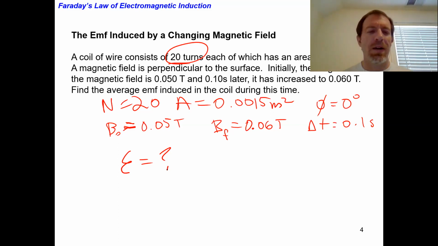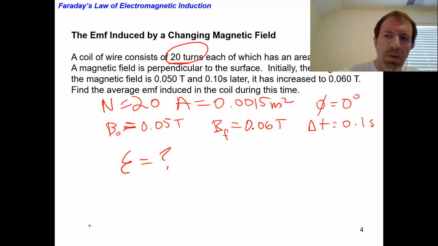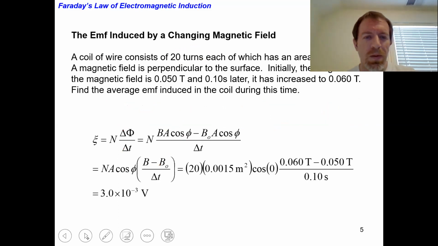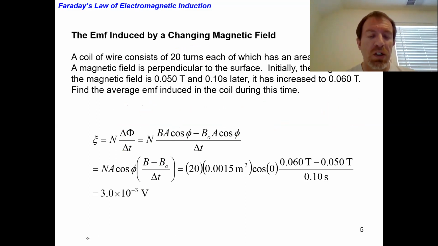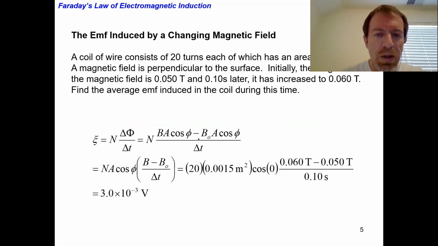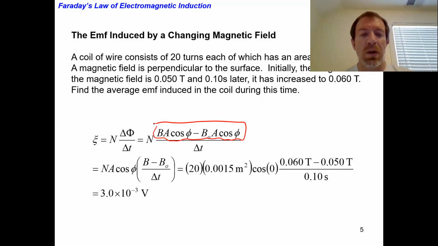yeah, okay, never mind. All right, so it seems like we've got everything we need here in order to figure out the voltage, or the EMF, that's induced in this coil. EMF is equal to N times change in phi over change in time. All right. Well, what does change in phi look like? Change in phi looks like B final times area times cosine phi minus B initial times area times cosine phi. The area is not changing.